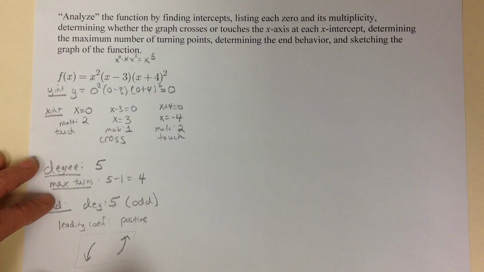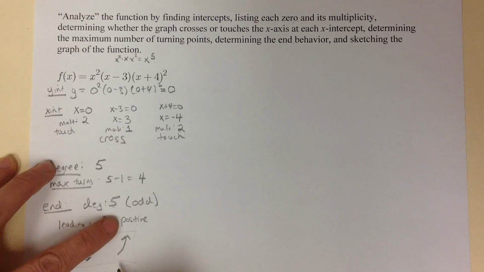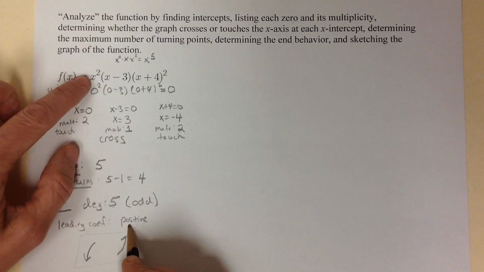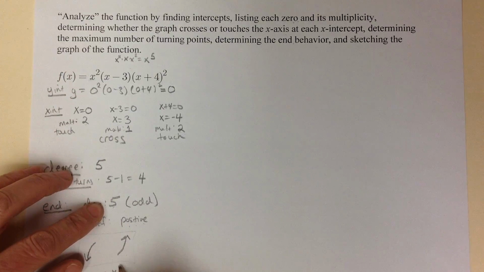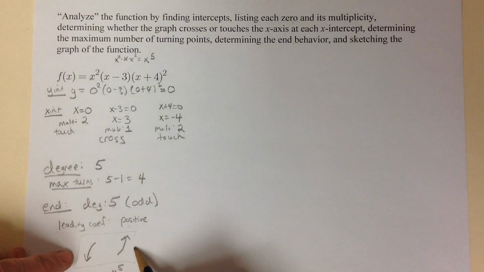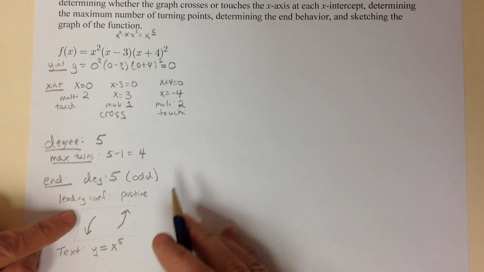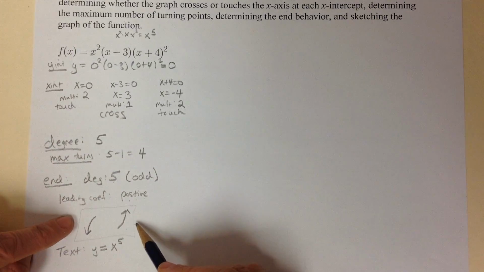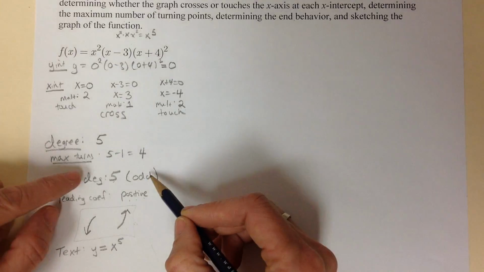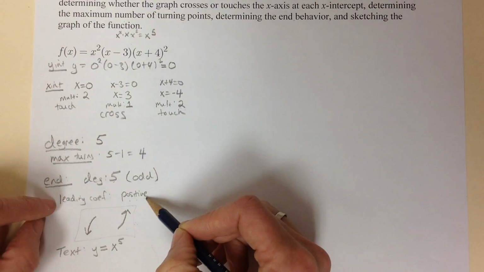Your textbook is just going to give a function, y equals x to the 5th for the positive 1 coefficient. But I don't think that tells you much about the graph. So this is what I would be expecting to see for your work on this. And you want to show it came from the degree and the leading coefficient.